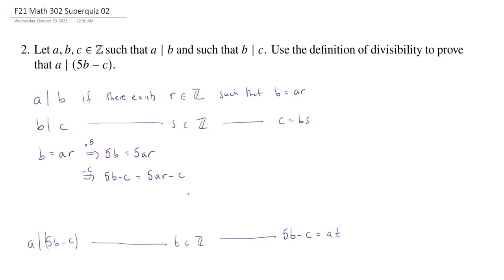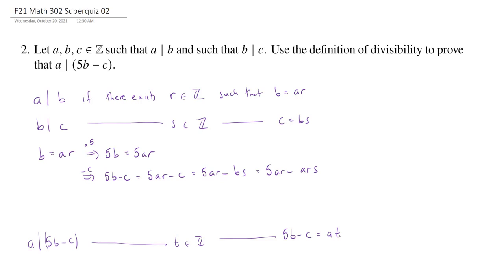I don't really want those c's floating around. What could I do here? Well, I do know that I can replace c with b times s. So I can write this as 5ar minus b times s. Well, I don't really want the b floating around either, right? I just want a times something. But I can replace the b with ar. So this is 5ar minus ars.